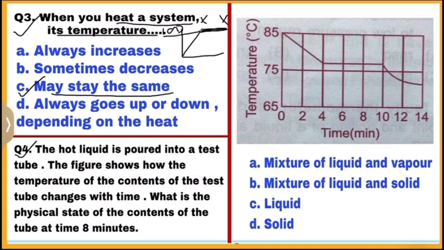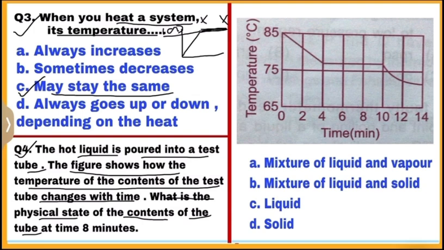Now, come to question number 4. The hot liquid is poured into a test tube. The figure shows how the temperature of the contents of the test tube changes with time. What is the physical state of the contents of the tube at time 8 minutes?